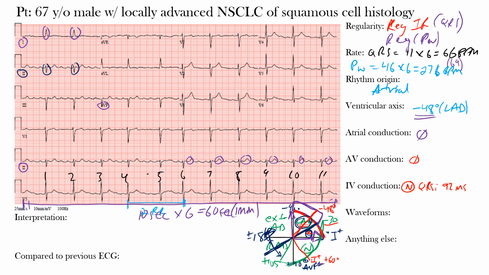So overall, there's no major waveform abnormalities, maybe some non-specific ST T-wave abnormalities that we'll write for this point. Okay, so we'll write here non-specific ST and T-wave abnormalities. Okay, so that's pretty much the main thing there. All right, so is there anything else we're missing here?